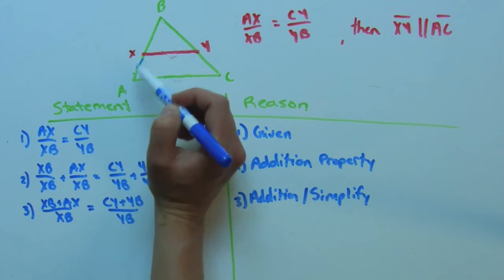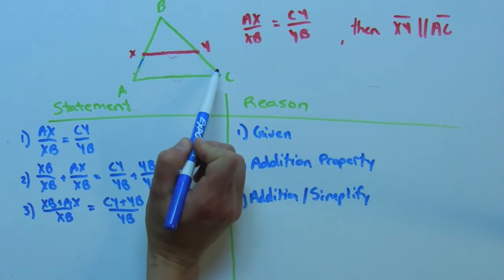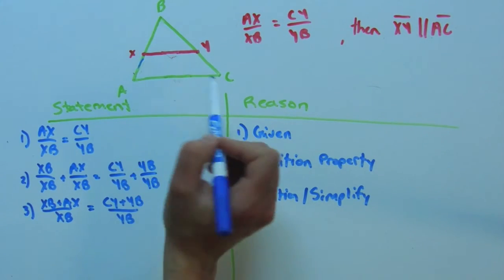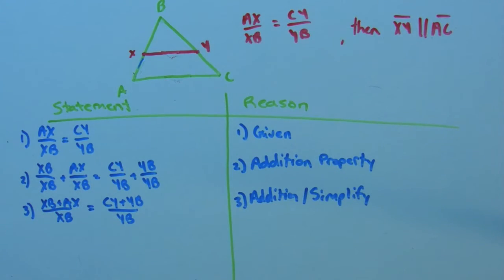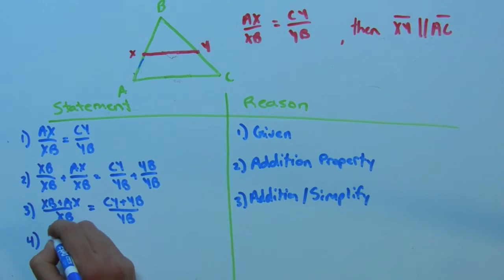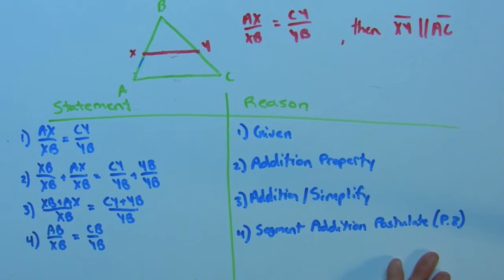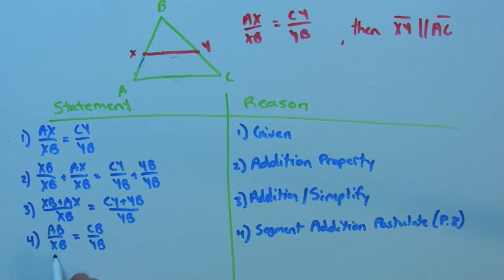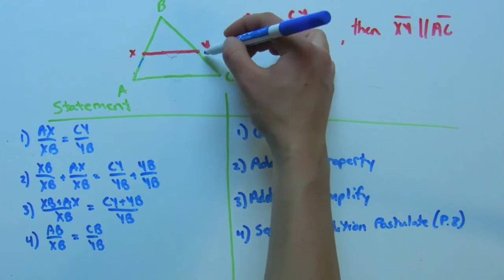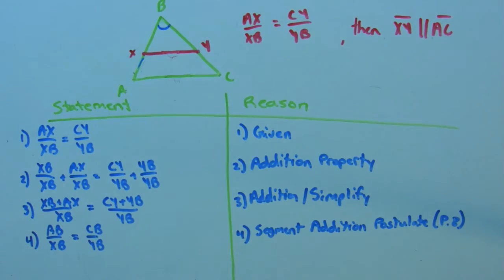XB plus AX is actually this full segment AB, and that's by the segment addition postulate. And over here we have CY plus YB, and that's this whole segment, or the whole side of the triangle, CB. And again, that's by the segment addition postulate. The segment addition postulate was P8. So now we can have that AB over XB is equal to CB over YB. We also know that this angle B is congruent to itself because of the reflexive property.